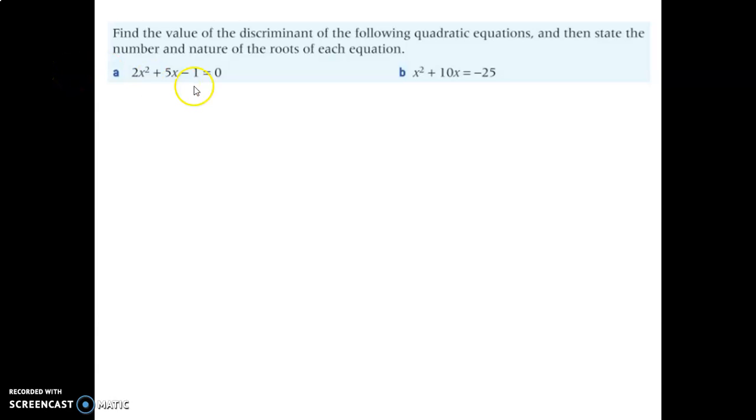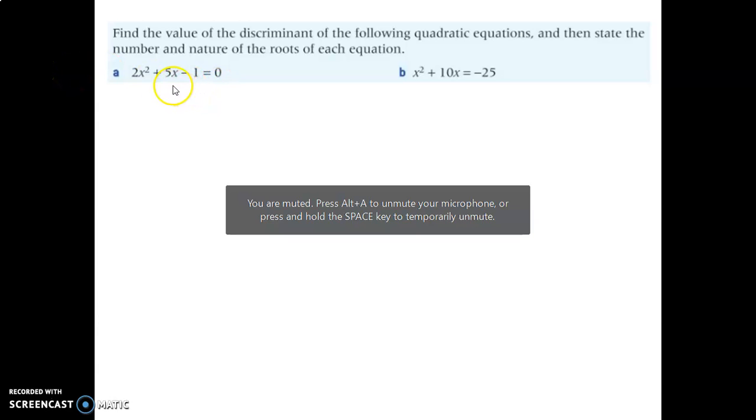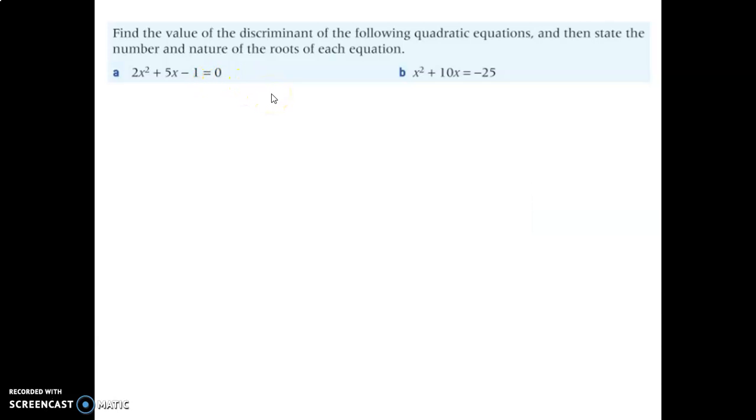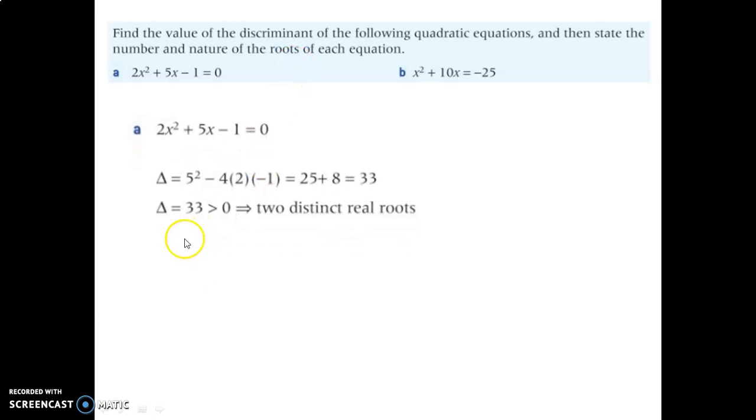Okay, let's get started. Try A here. So you're going to find the value of the discriminant, and then you are going to say the nature of the roots, which means tell us is it 1 solution, 2 solutions, or no real solutions. Okay, in A, let's check our work. So the discriminant is 33. That is a positive number. It's greater than 0. That means we will have 2 distinct real roots. Try B.